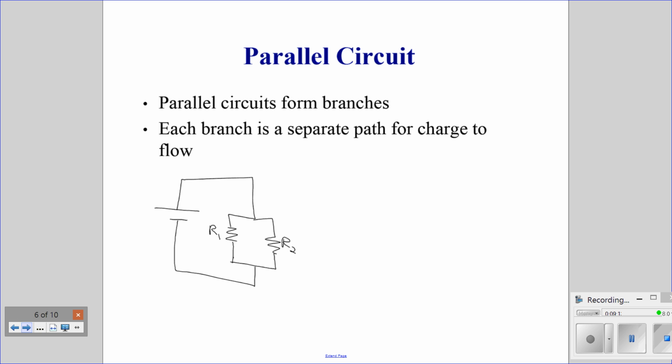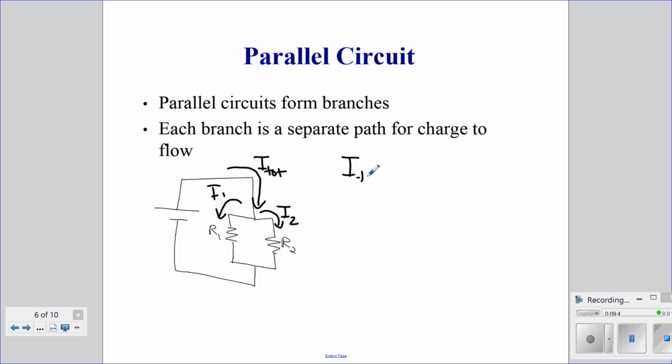In a parallel circuit, there are branches. Each branch is a separate path for the charge to flow. And so we have the total current coming down, and then we have the current split. And some goes one way, and some goes the other way. But because of conservation of charge and conservation of current, the total current coming into a junction has to equal the total current coming out of a junction. You see that the total current flowing in this circuit must equal the current flowing through branch 1 plus the current flowing through branch 2.